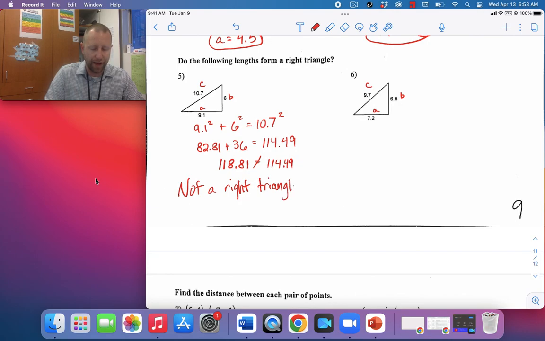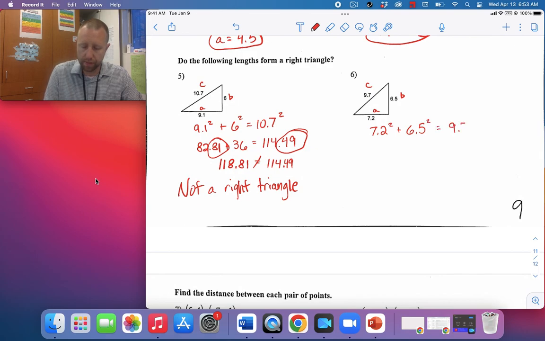And I could have known that a little earlier on, right? If I see my decimal number ending in 0.49 on the right side, and then I know it's going to end in a 0.81 on the left side, they're not going to equal each other, okay? All right, for number 6, same thing. We already have it all labeled, so let's put it into the Pythagorean theorem. I've got 7.2 squared plus 6.5 squared equals 9.7 squared.